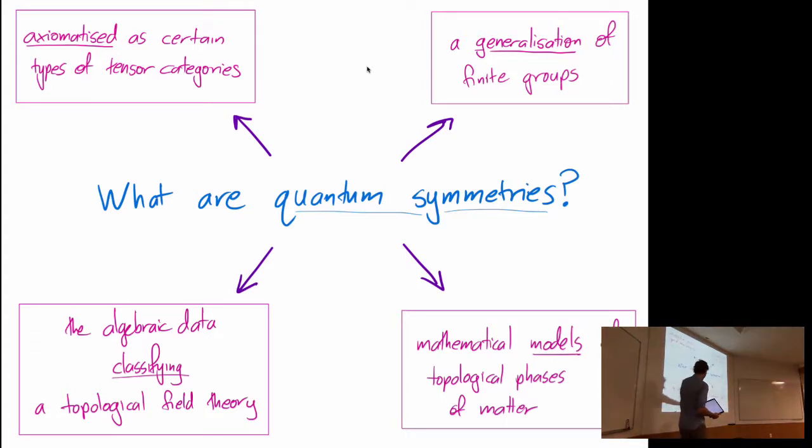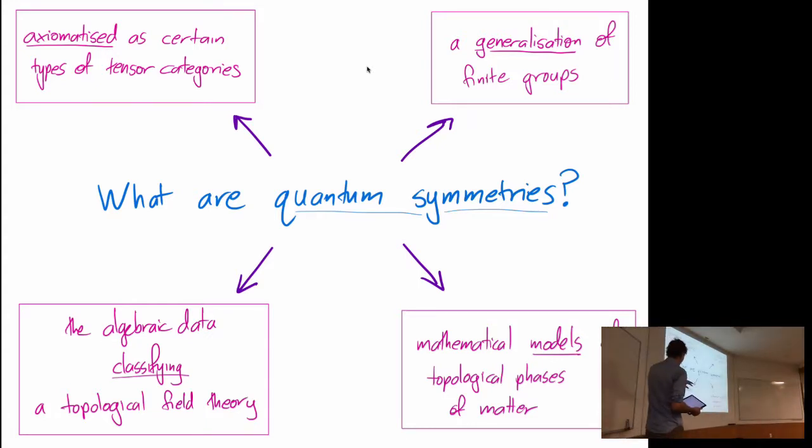At the end of the day, this is the reason to study them. Quantum symmetries are meant to be a mathematical model of topological phases of matter. These are things that are studied in condensed matter physics. There were some Nobel Prizes for them a few years ago. People proposed building all sorts of interesting devices, including possibly quantum computers, using topological phases of matter, and various forms of quantum symmetry have been used very successfully by physicists studying these.